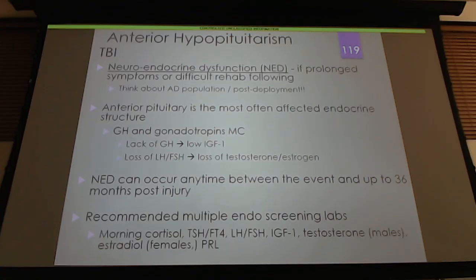So the TBI-related endocrine disorder is your neuroendocrine dysfunction. So essentially you have someone with a TBI and they're just not getting better. They're struggling with fatigue, maybe libido, energy, and things like that. And so if you have a patient like that, you want to do endocrine labs, okay? You're going to check their thyroid, their growth hormone, testosterone, all of that stuff, because they're struggling, and it's due to this TBI. And it can present up to 3 years after the incident.